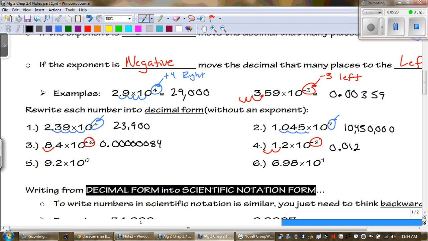Number 5, here's a nice little review of exponents. If your exponent is 0, your base turns into 1. So that's really saying 9.2 times 1, which is 9.2. And number 6, our exponent is positive. It's a positive 1. I move it 1 spot to the right. So we're really talking about 69.8.